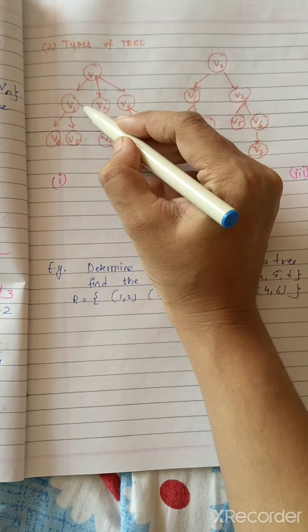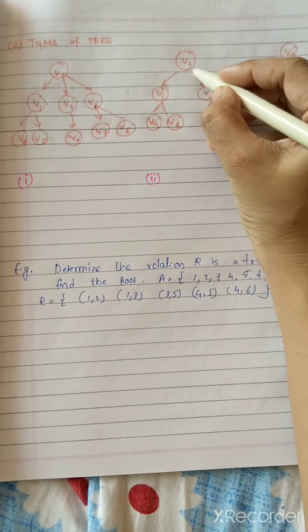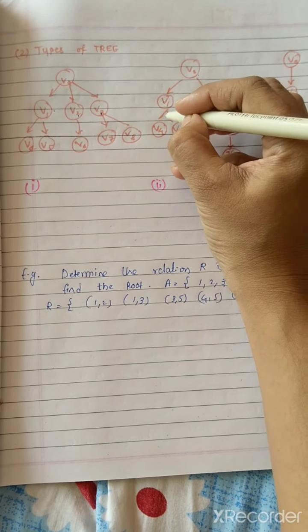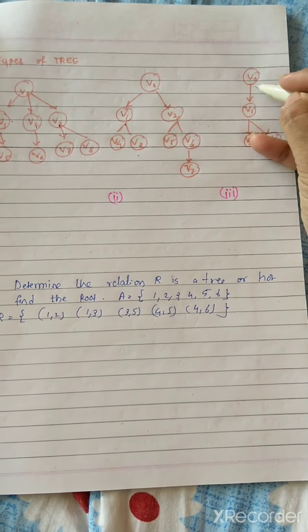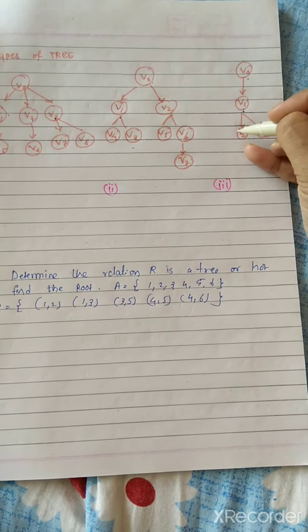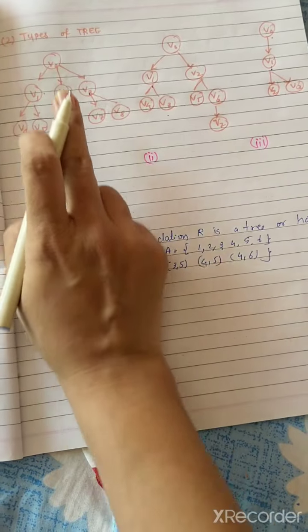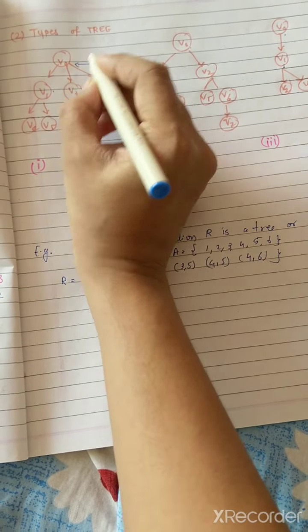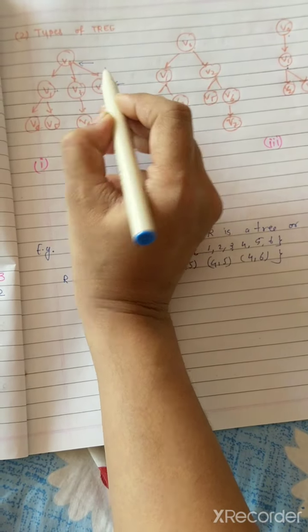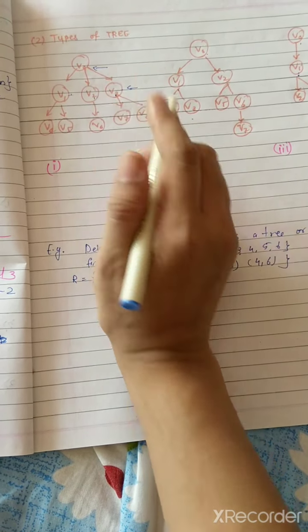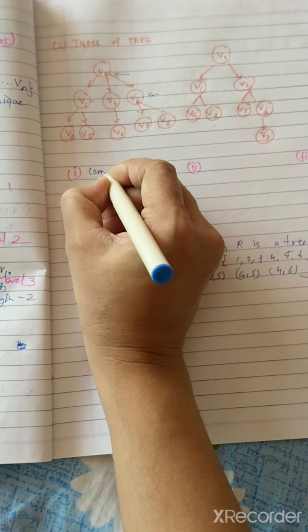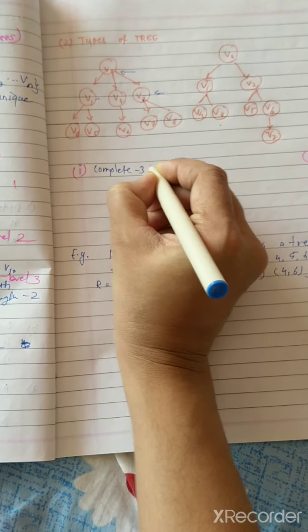Now V0 to V1, V2, V3. Here V0 to V1, V2 and again a separation, V1 to V4, V1 to V3. Now in the third one, V0 to V1 and then V1 separates. So first from level 0 to level 1, 3 vertices are there. So if 3 vertices are there, then this type of tree is called a complete 3-tree.